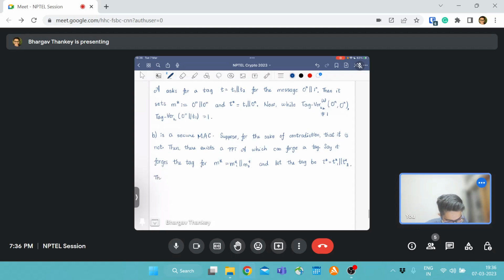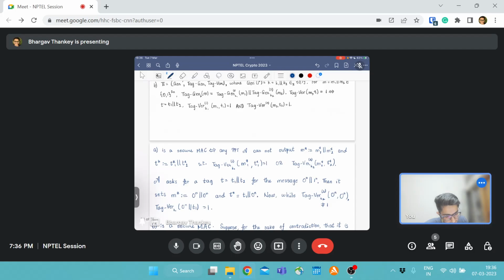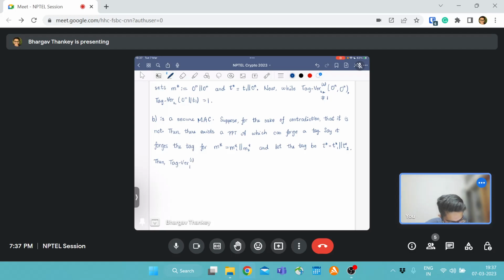Then, since we are performing both these checks, we have the tag verification K1, M1 star, T1 star is equal to 1, and that is, T2 star is the correct tag for M2 star and T1 star is the correct tag for M1 star. However, which schemes were they? Pi1, Pi2.